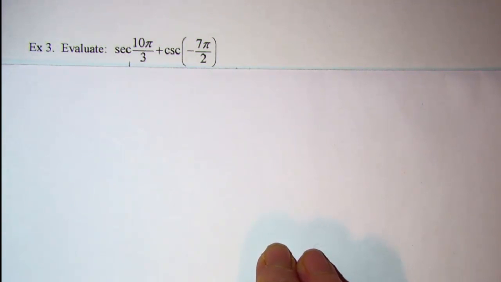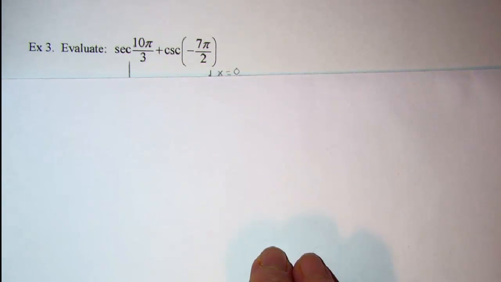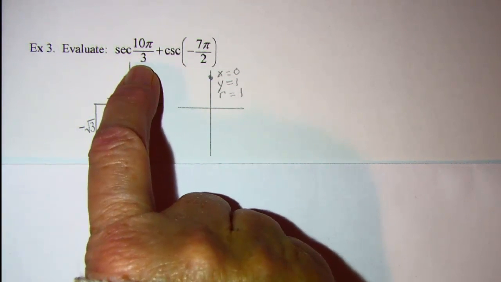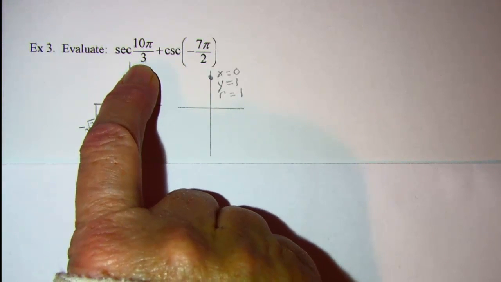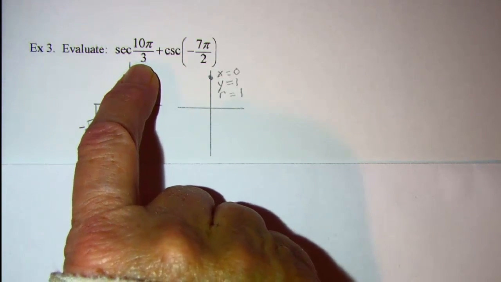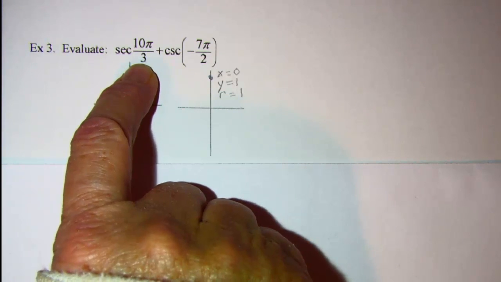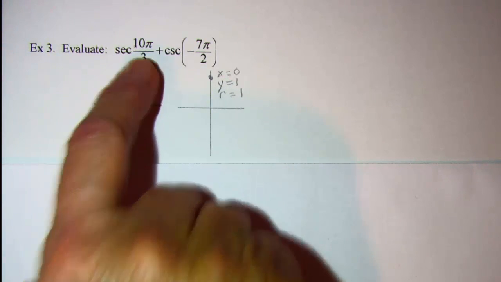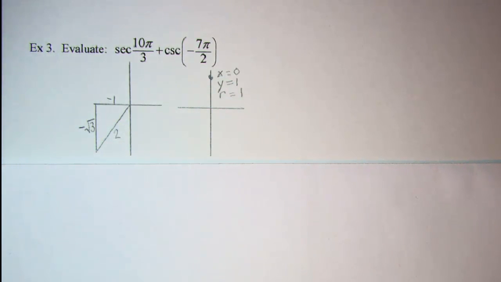Now our first example on this video is evaluate secant of 10 pi over 3 plus cosecant of negative 7 pi over 2. So our first step is to draw our reference triangles. For 10 pi over 3, whenever our radian measure has a denominator of 3, we're looking at a reference angle of 60 degrees. So we need to determine which quadrant our reference triangle needs to be drawn in.